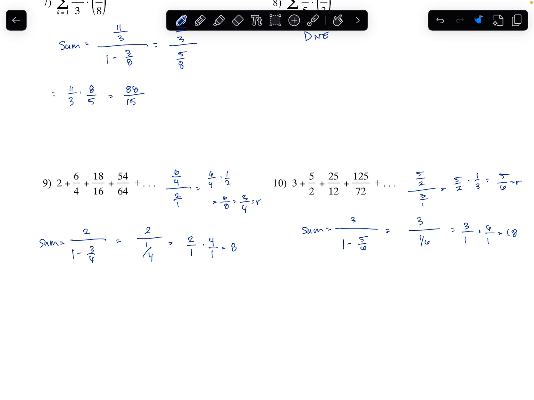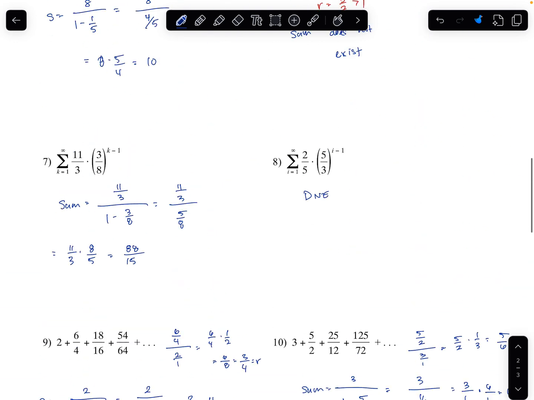3 divided by 1 minus 5/6. And I get 18. All right, and that should do it for 7.4.